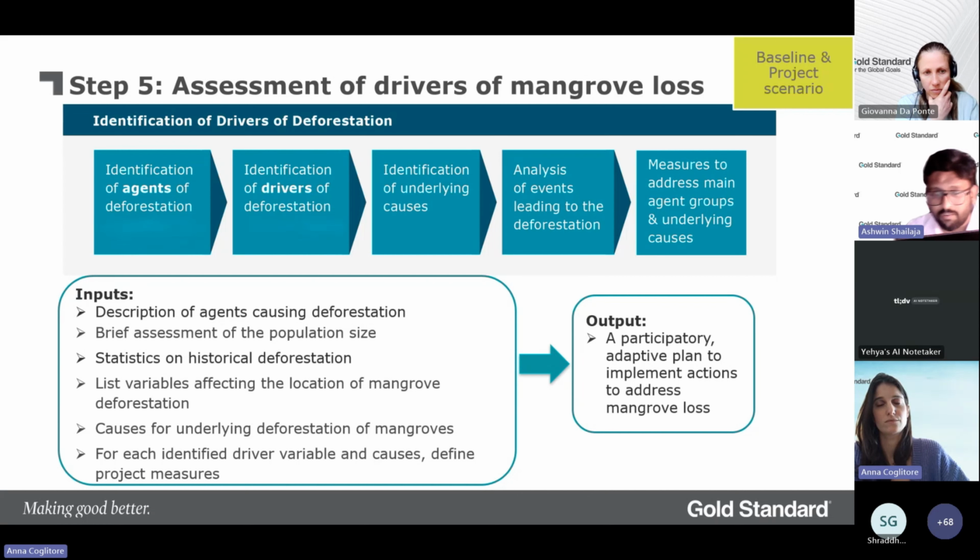Along with the interventions which have been identified by the project developer to ensure that the identified drivers will not hamper, will not affect negatively the new area, the new reforestation which has been taken up. The next slide.